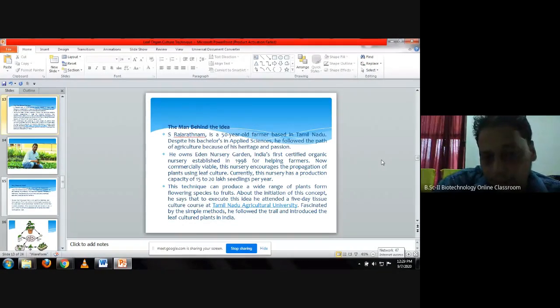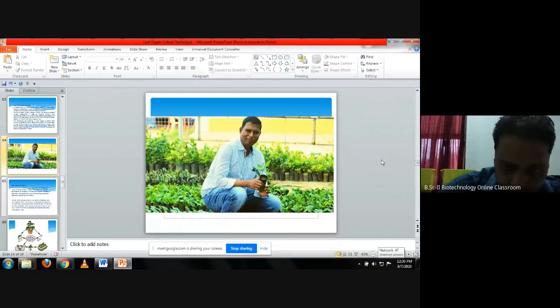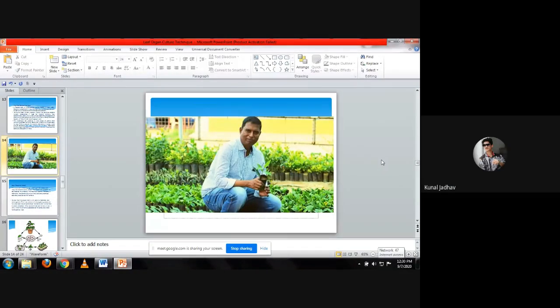So this farmer attended a tissue culture course in Tamil Nadu, and he was fascinated by this simple method, and he introduced this into leaf culture. So he did permutation and combination and developed this leaf culture technique. Here you can see the photo of him, and behind him are the plants which he has developed. Can everyone see? Yes, sir.